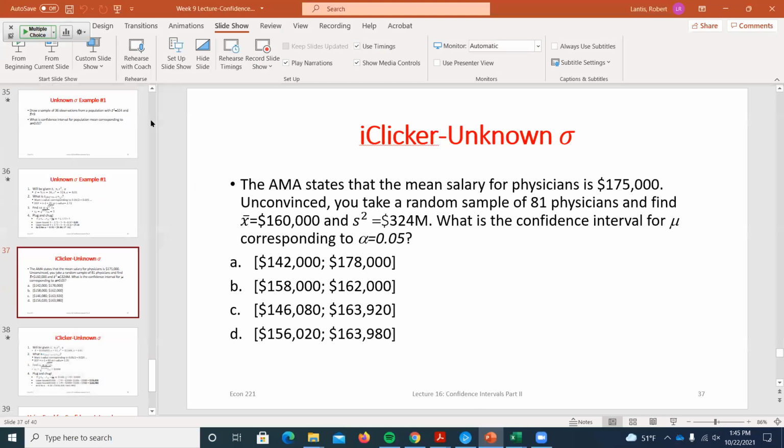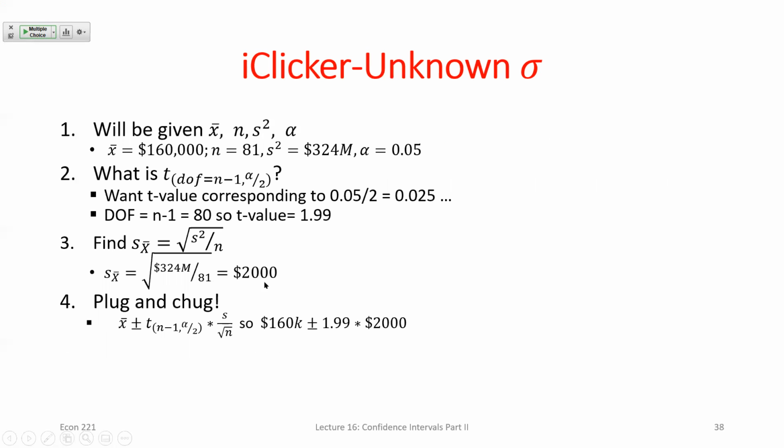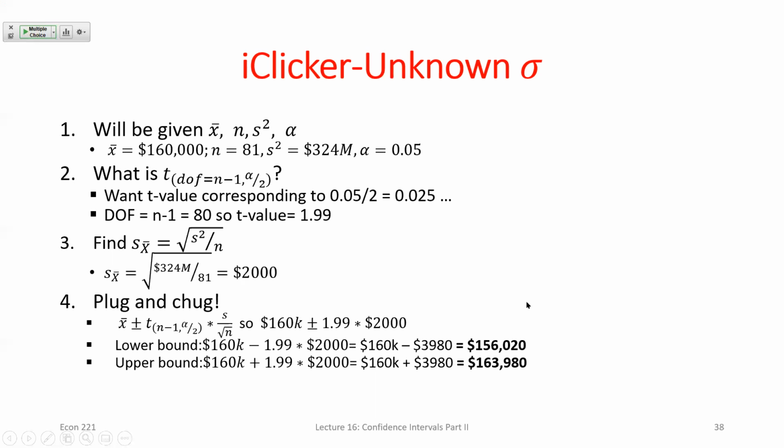Now we've got everything that we need. I could calculate the intermediate step, the standard deviation of my sample means, plug everything in, and end up finding the lower and upper bound of 156,163-ish, 164. So it's a really similar process to what we were doing before with confidence intervals. It's just now we have to look up a t-value instead of a z-value.